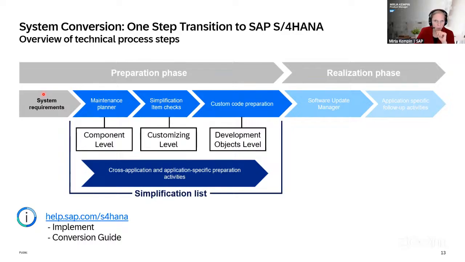This is something you know from upgrades already. We have seen the maintenance planner, which prepares you in terms of the component level. So meaning, what kind of software do I actually need for my core system, for my add-ons? We have seen simplification items, which talks about the customizing level. So what do I need to adapt in terms of my processes to fit to the simplified data model? And we see the custom code preparation, which is talking the development object level.